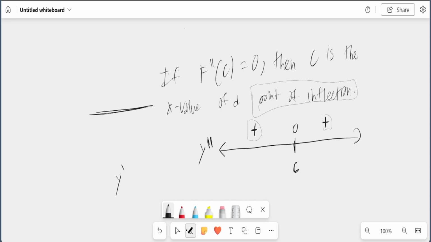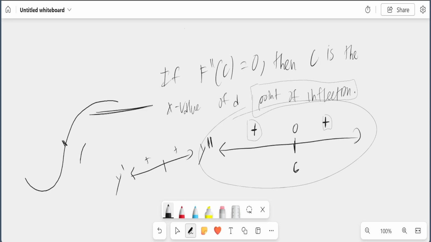If this was y prime and it went from positive to positive, yes, exactly. I have the answer key right here. It says sometimes because, and this is a big sticking point that Mr. Shaw has, this is not a point of inflection because concavity doesn't change. It has to go from positive concavity to negative concavity. That's a point of inflection. Or it has to go from negative concavity to positive concavity.